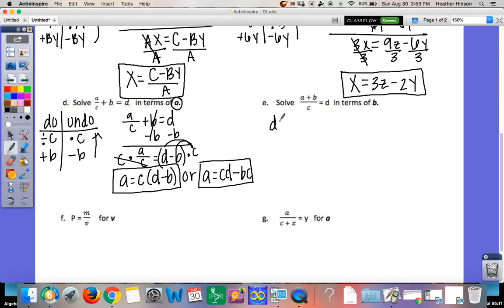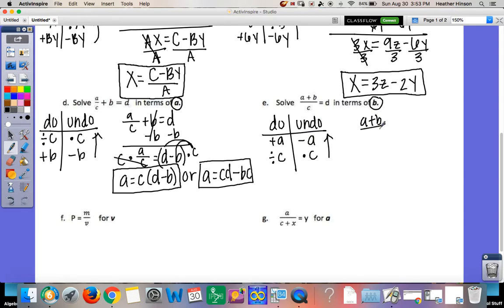Okay, for E, make our do undo table. We want to solve for B. So what happens to B first? Well, up at the top with it, we have a plus A. It's adding A. And then you got the C at the bottom. All those fractions are going to be division. So it divides by C. So we want to undo. Instead of dividing by C, we're going to multiply C. Instead of adding A, we're going to subtract A.